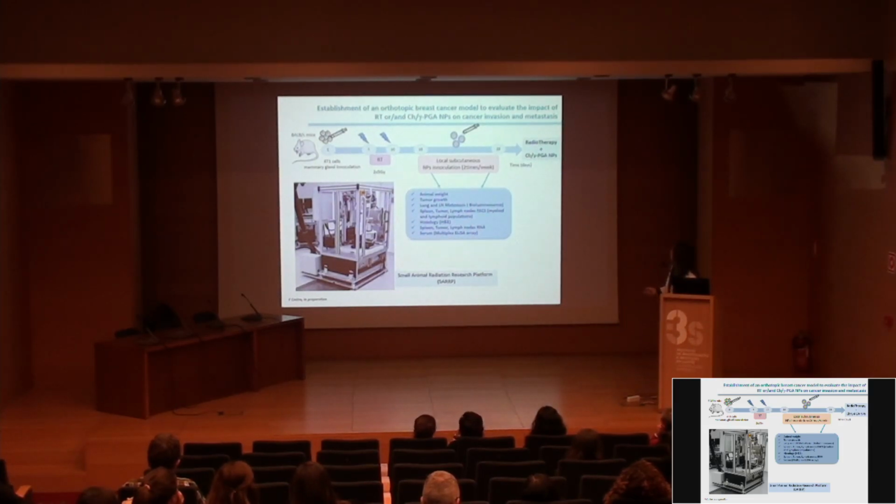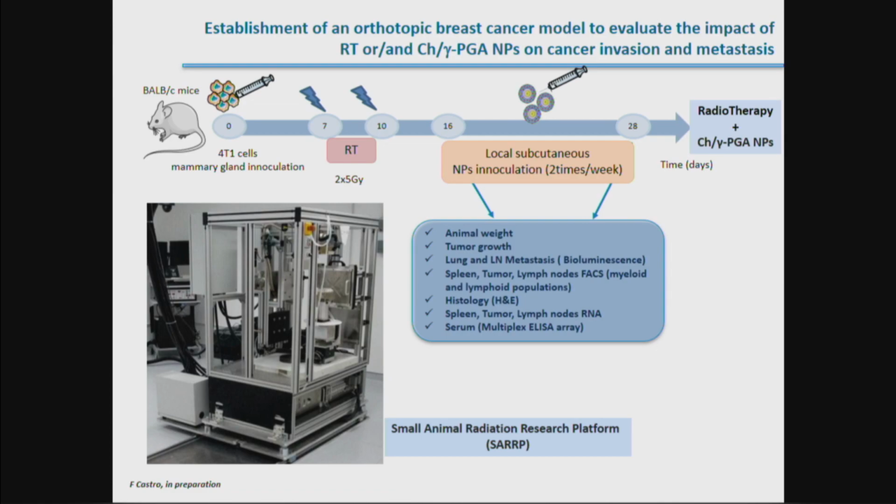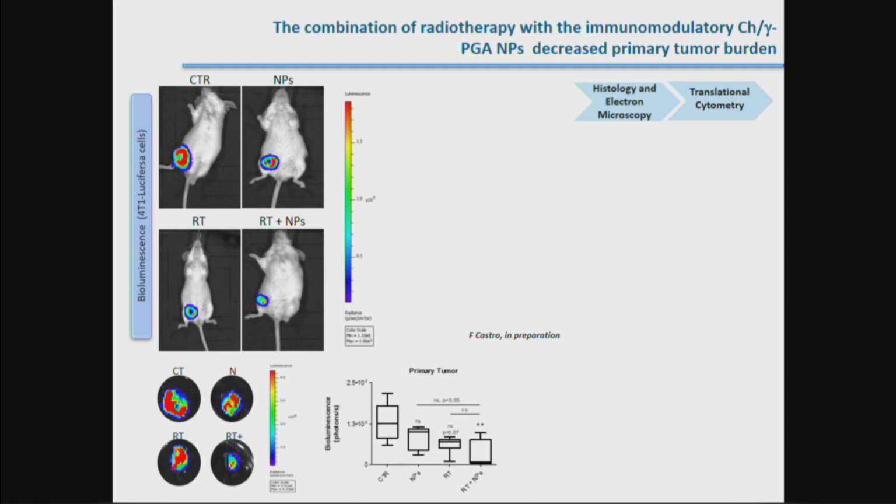Using a mouse model where we introduced the mammary cells, we combined the treatment of radiotherapy with or without nanoparticles. And what we have in this data is that they seem very promising, because the nanoparticles, when combined with radiotherapy, seem to decrease the primary tumor growth. We are currently analyzing this data with the help of histology and electron microscopy, but also the translational cytometry unit platform, verifying and characterizing the myeloid and lymphoid populations.